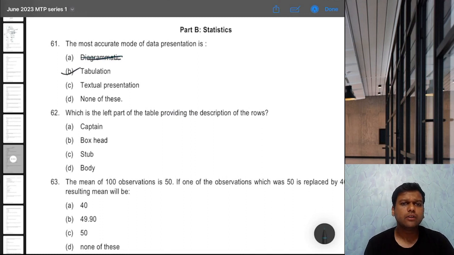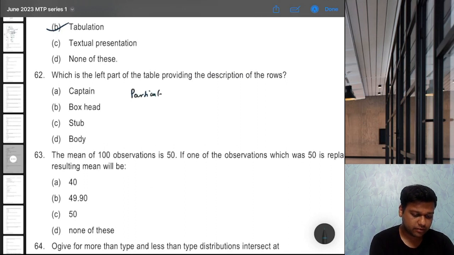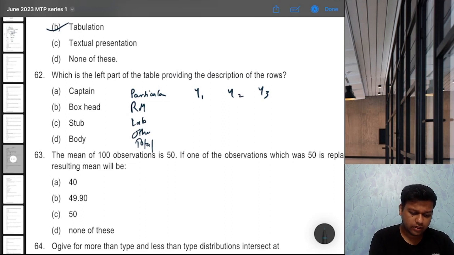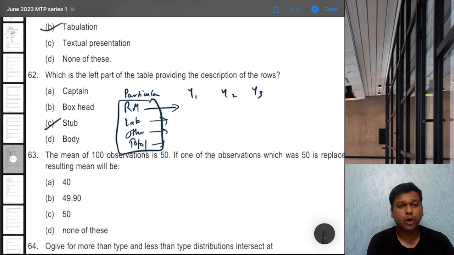Tabulation would be the preferable answer. Which is the left part of the table providing description of rows? So the table is like this. Let's say particulars, year 1, year 2, year 3. Then let's say you have raw material cost, labor cost, and some other costs, and so on. Total cost. So a two-dimensional table is like this, rows and columns. These are row headings. They define what will be there in the row. Row heading is called a stub, option C.